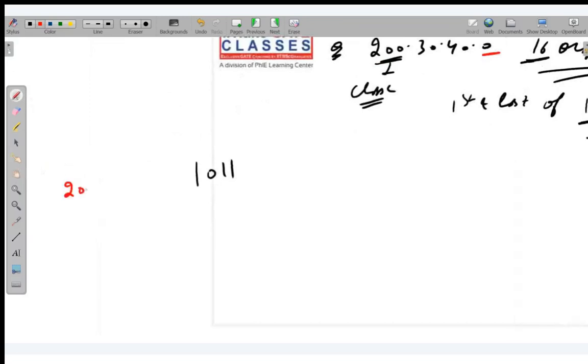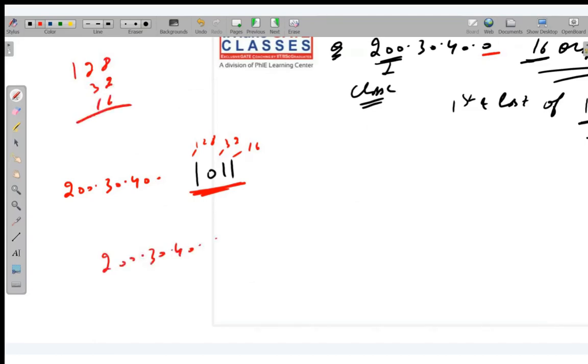So we will say like this: 200.30.40. Now this we have to figure out. So 4 zeros will be there. So what is this 1011? This is 128, 32 and 16. So you add them: 176. So 200.30.40.176 will be the starting address, and till what point will we go?